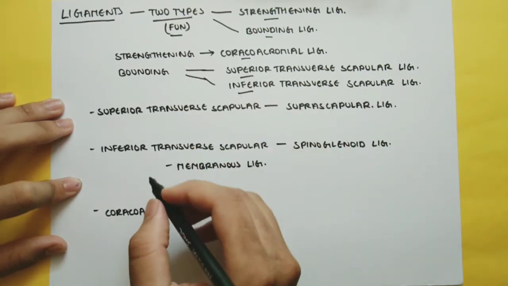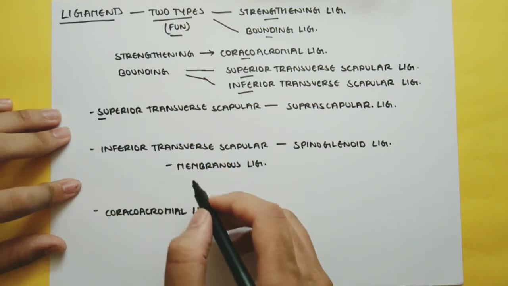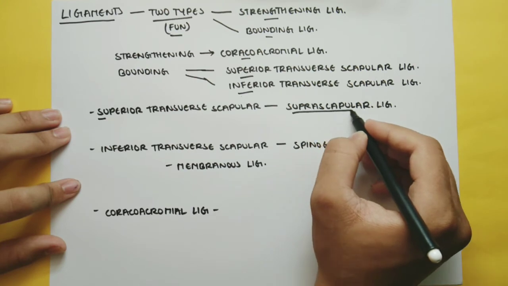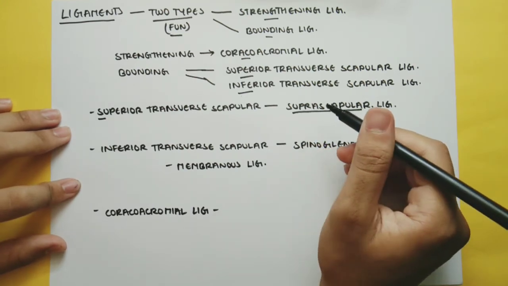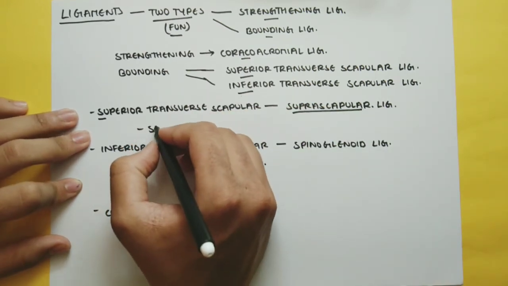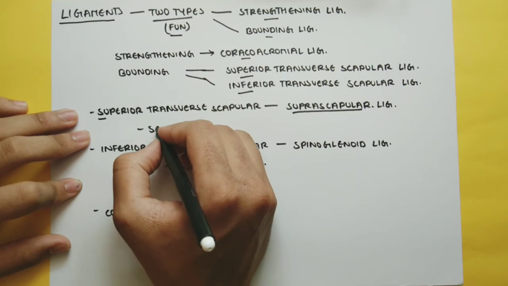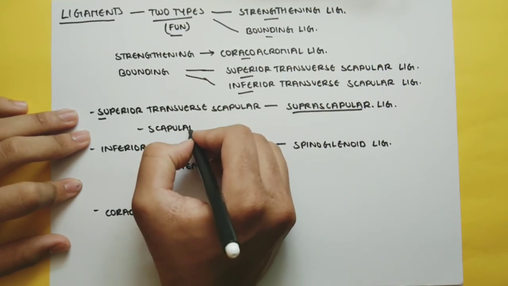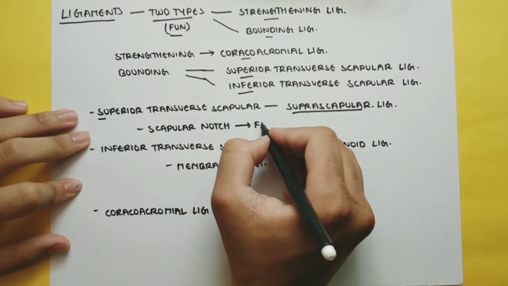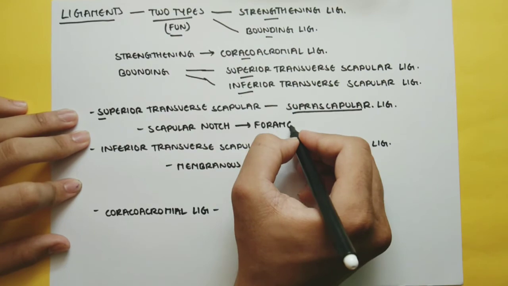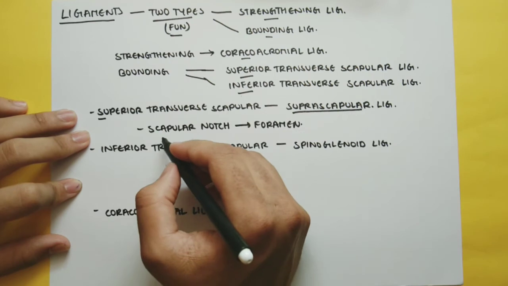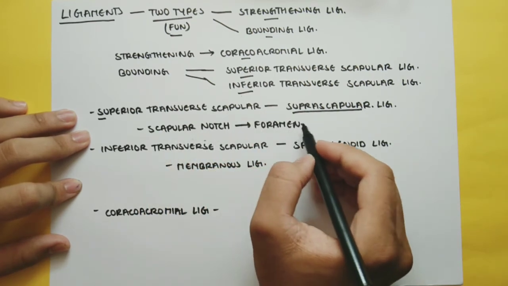Now let's talk about the superior transverse scapular ligament. This superior transverse scapular ligament is also called the suprascapular ligament, which we all know. This suprascapular ligament converts the scapular notch into a scapular foramen.